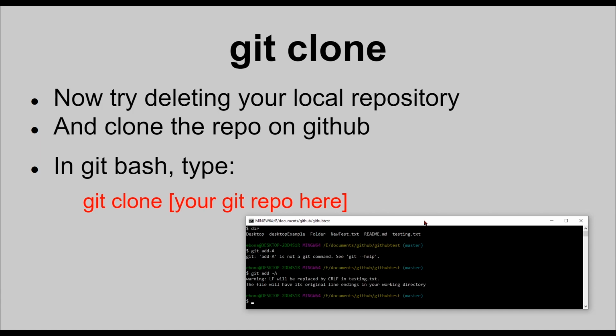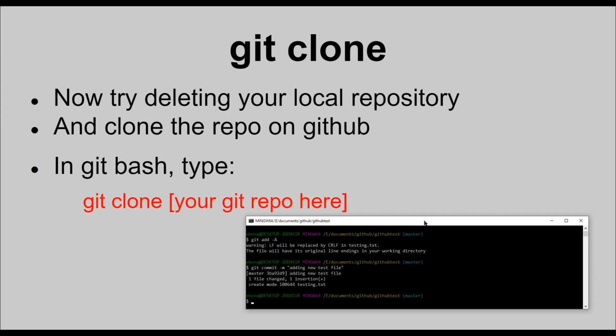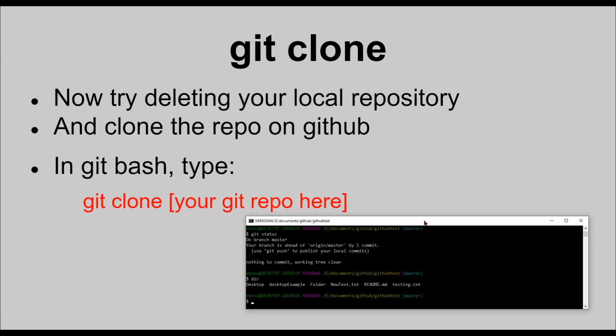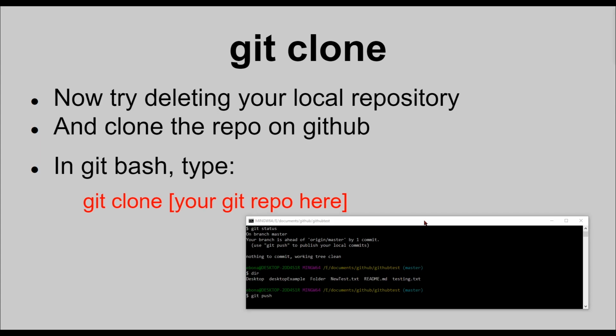Make sure you use space. And then we'll go ahead and commit the changes we made, -m for a message, adding new test file. Then we'll go ahead and commit, and now git status, nothing. And let's go ahead and first check our directory. So we still have testing, and let's go ahead and hit git push.